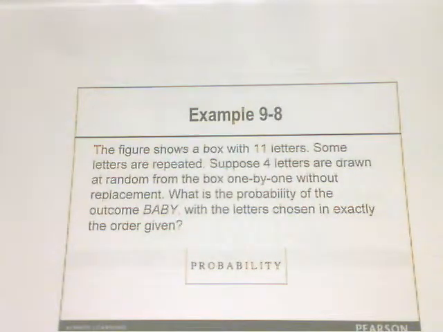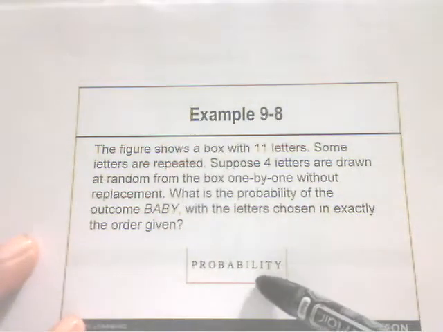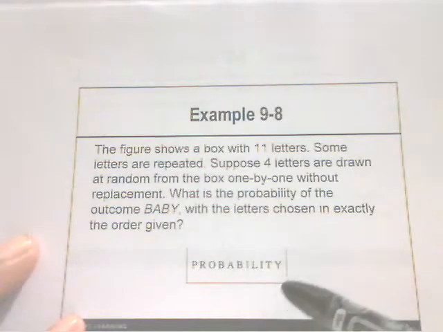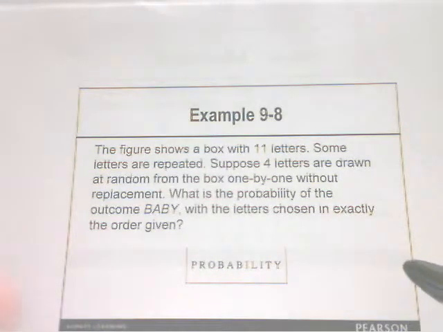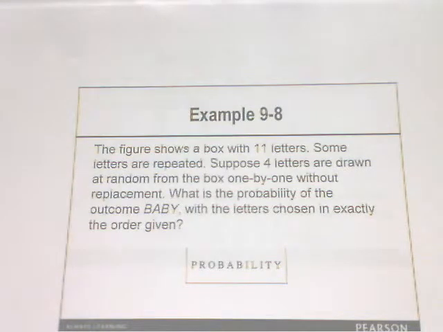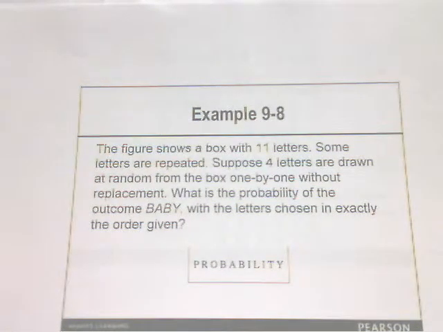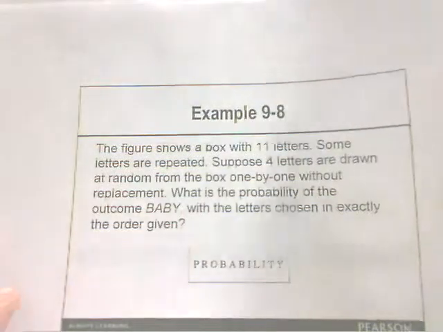All right, let's look at this example here. The figure shows a box with 11 letters. Some of the letters are repeated. Suppose 4 letters are drawn at random from the box, one by one, without replacement. What is the probability of the outcome BABY with the letters chosen in exactly the order given? So here we have a box with 11 letters, and it spells the word probability. So we want to find the probability of getting the outcome BABY when those letters are chosen in the exact order.